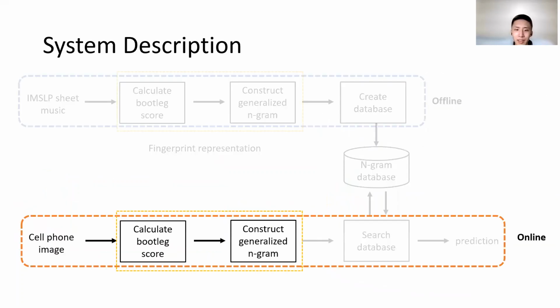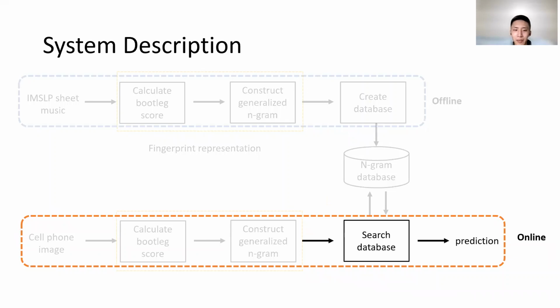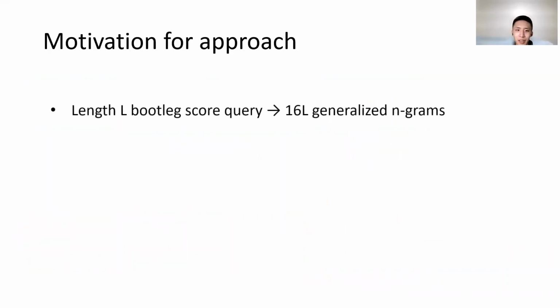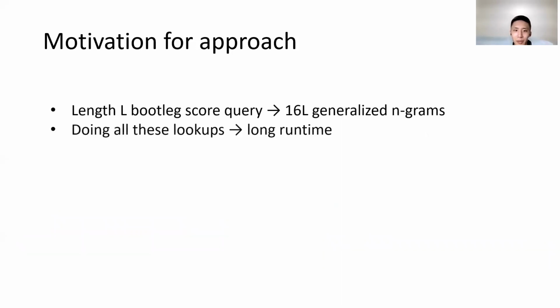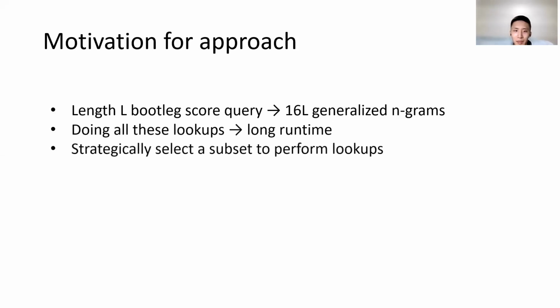Now we'll talk about the online stage. Recall computing the fingerprint representation is the same as the offline stage. Now we look at searching the database. Our approach is motivated by constraints on runtime. For a bootleg score query of length L, there are approximately 16L generalized n-grams. Doing lookups on all 16L n-grams would result in a long runtime, so we must select a subset of them.